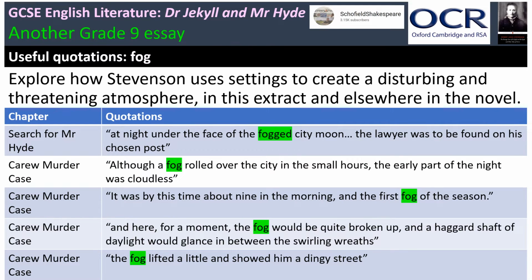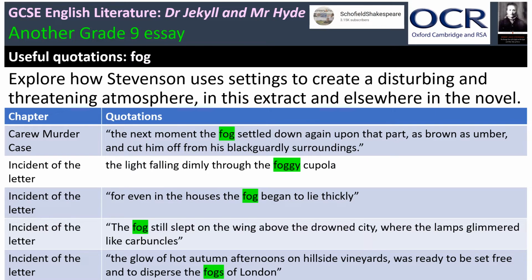What about all the references to fog? Well, here's part one. How often is visibility obscured within this lurking city? Doesn't this reflect the reader and various narrators' lack of understanding about the outwardly respectable Dr. Jekyll and the exact nature of his scientific pursuits? And here's part two.